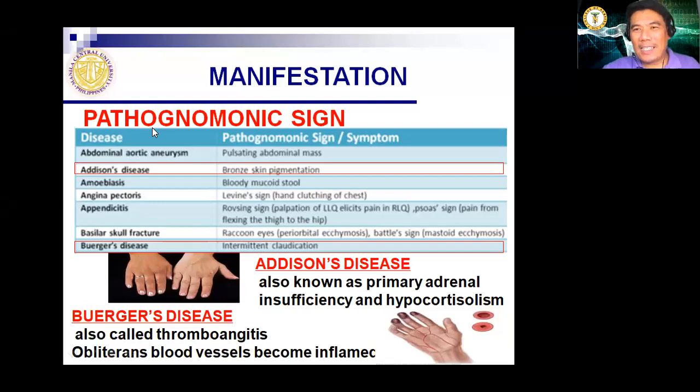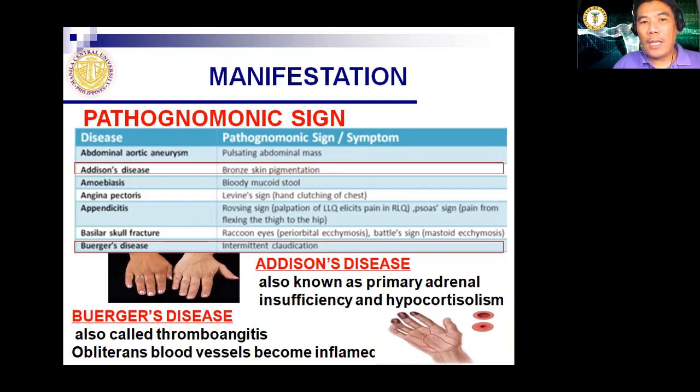Next is appendicitis. When it comes to appendicitis, what you will remember here is two signs. Two signs you will remember for appendicitis: Rovsing sign and psoas sign. How is the Rovsing sign identified? The Rovsing sign is when you palpate the left lower quadrant, and it elicits pain in the right lower quadrant. Remember, you will palpate in the left lower quadrant, but the pain will be identified by the client in the right lower quadrant. That is Rovsing sign.